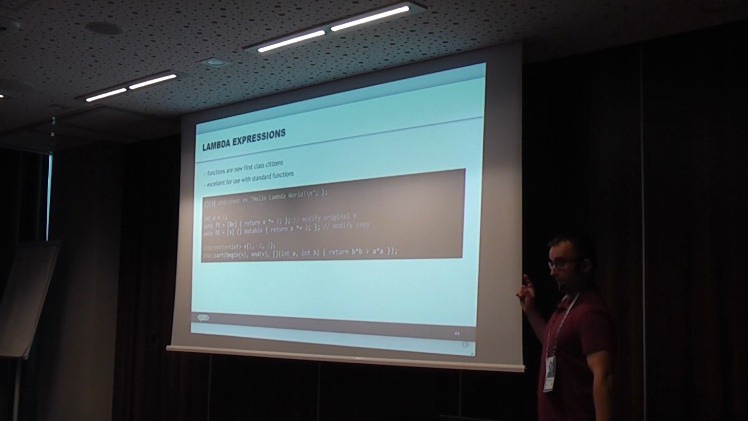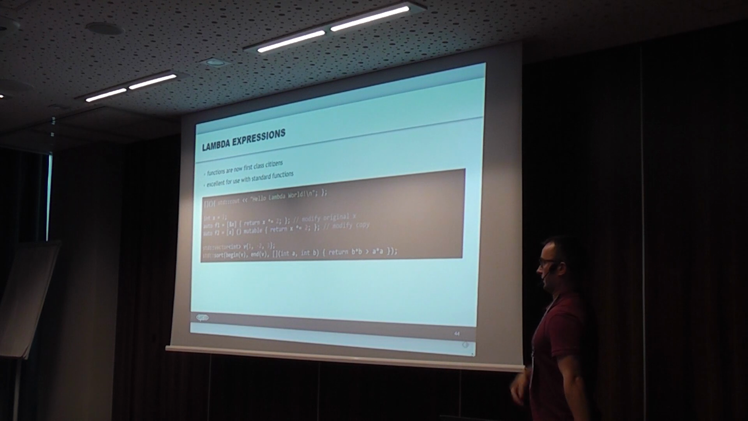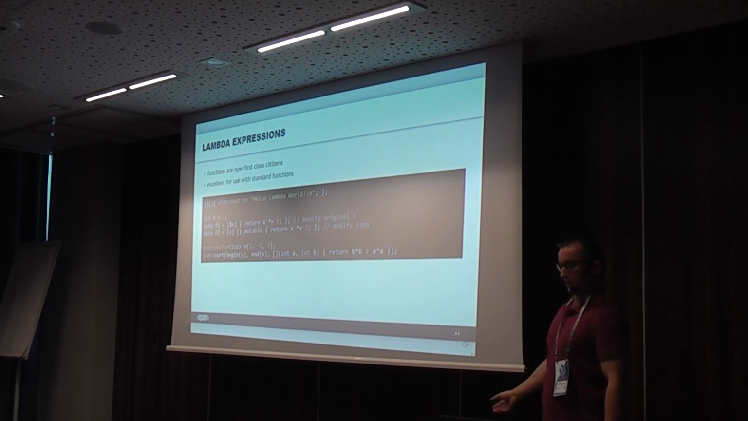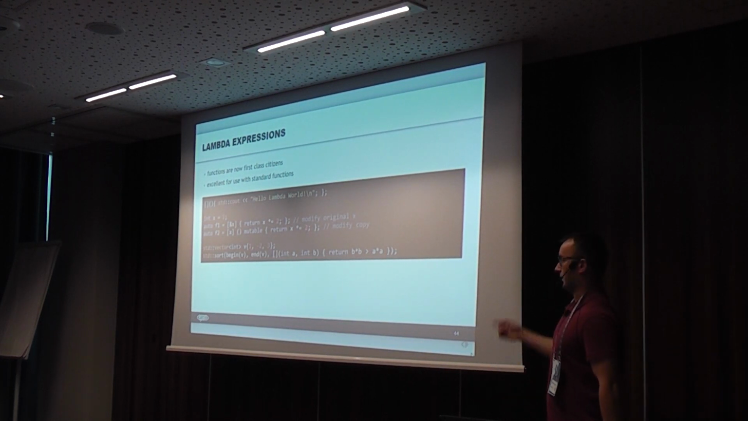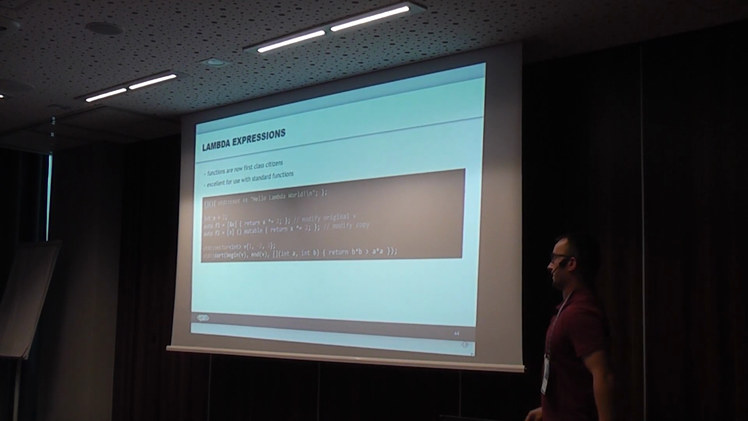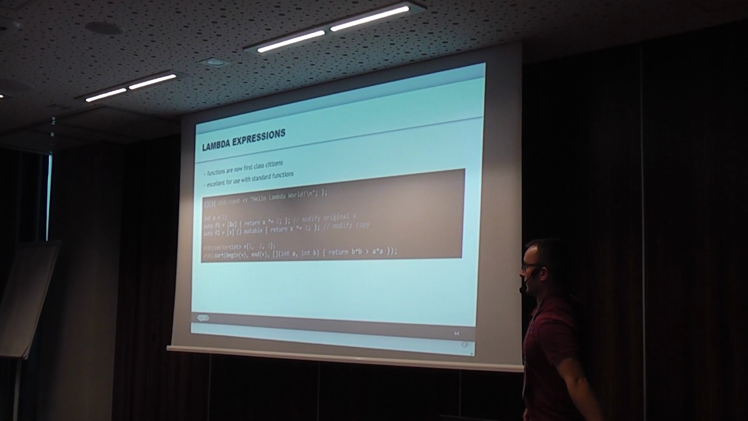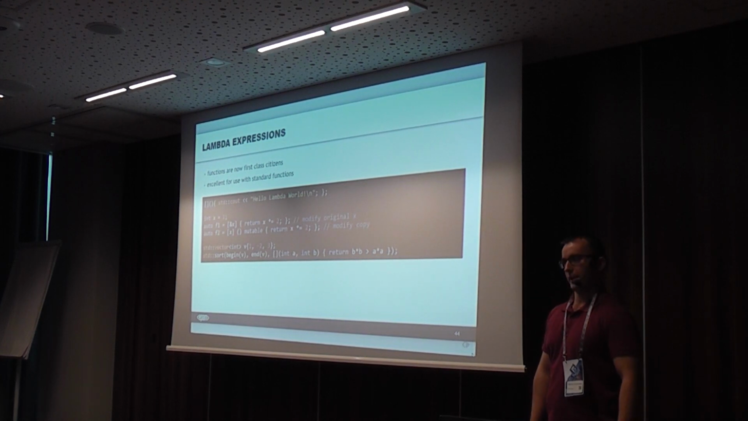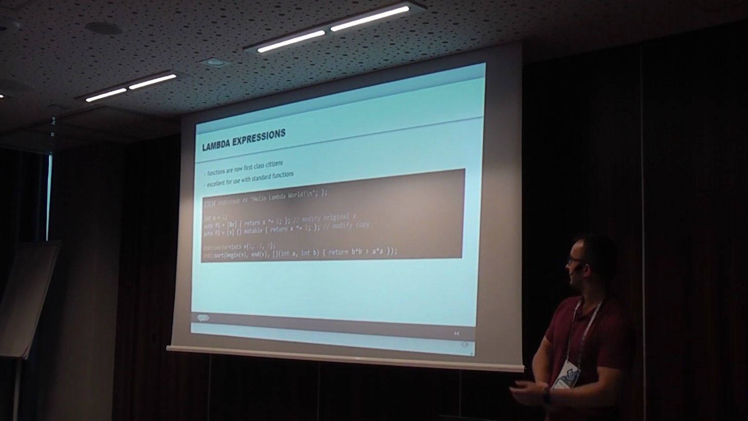And lambdas really play very well with the standard algorithm. So you don't need to create another function. You can just pass a lambda in place. And in this example, you have a function sorting the elements of a vector using their absolute values.